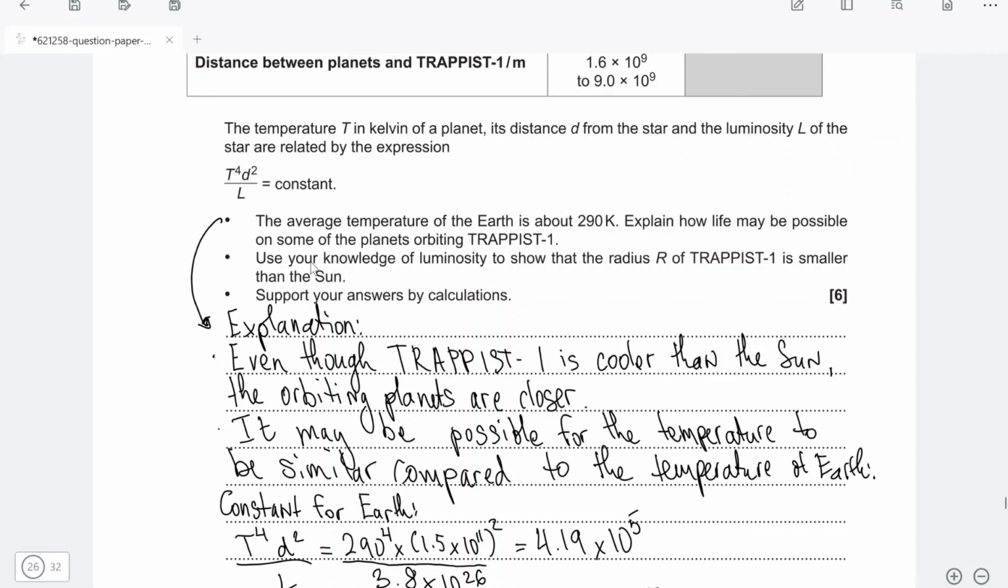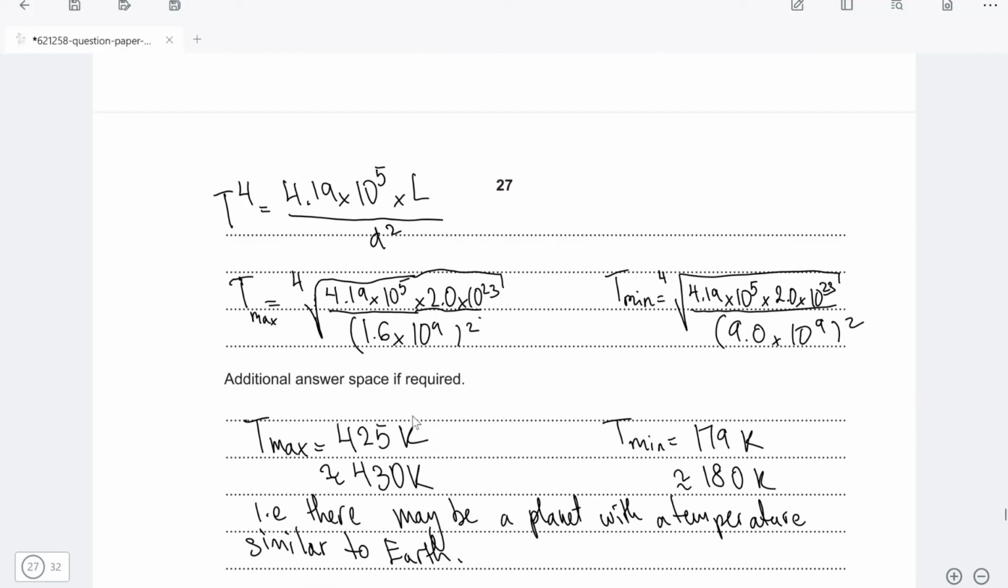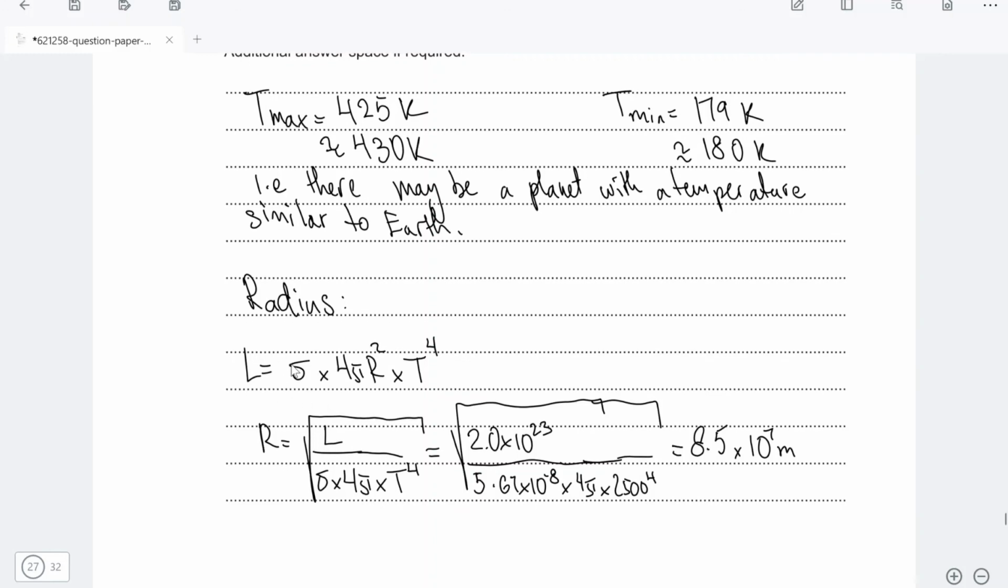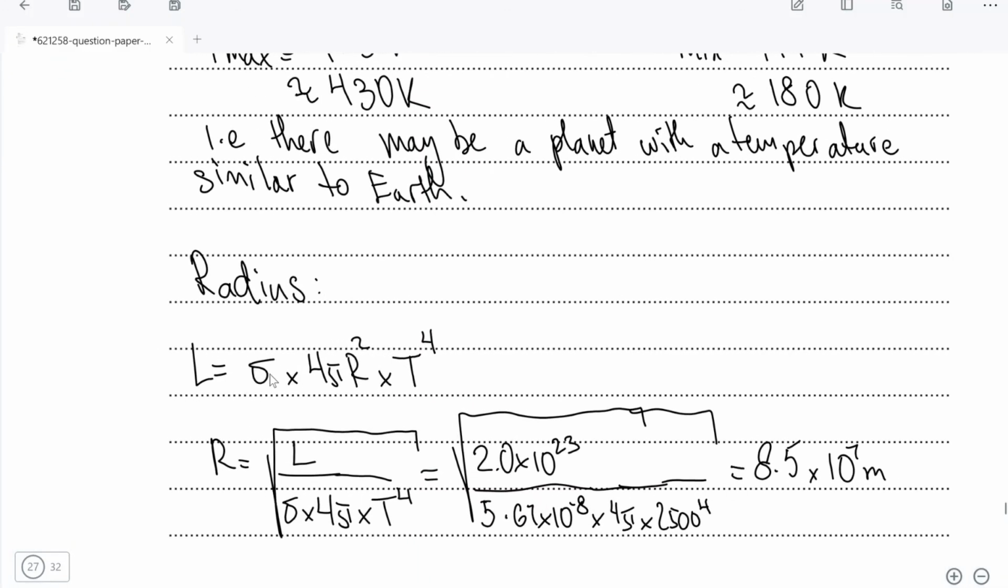That is to use our knowledge of luminosity to show that the radius r of TRAPPIST-1 is smaller than the Sun. As we know, luminosity is given by the following expression: Stefan Boltzmann's constant multiplied by 4 pi r squared times T to the power of 4. Rearranging for r, we're going to find that r is going to equal the square root of L divided by Stefan's constant multiplied by 4 pi times T to the power of 4.